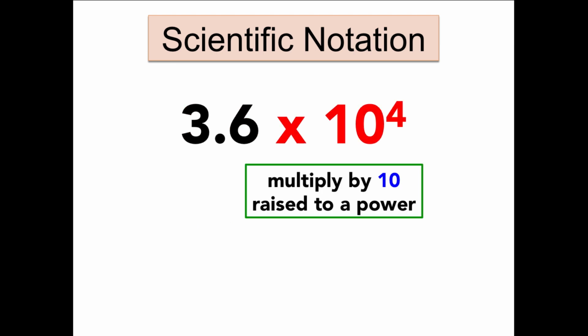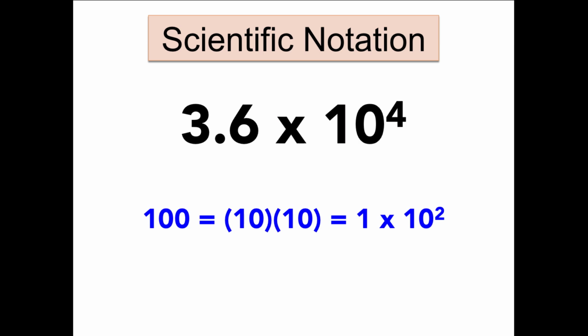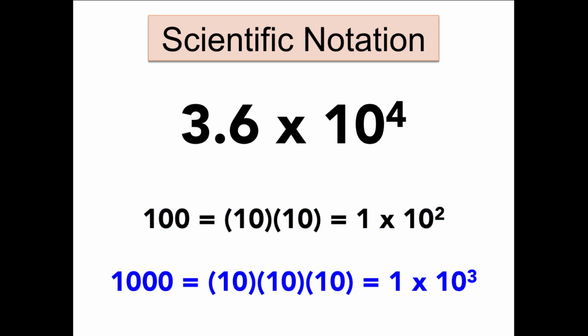Then we multiply this number by 10, which is raised to a particular power. This represents the magnitude of the number. For example, we would write 100 as 1 times 10 to the 2, since 10 squared is 100. For 1,000, it's 10 to the third. For each power of 10, we increase the exponent by 1.